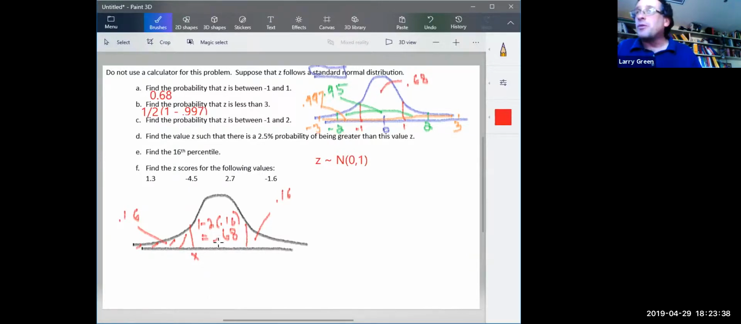Oh, that's a decimal point. That might be what you're having trouble with. I'll make the point more circular. Z. One more time. That might help. I'm using a mouse, so it's not the perfect writing. Okay, so from the picture, if you look at what X is on the left with that 0.68, that's -1. So the answer to E, the 16th percentile, is that Z equals -1.